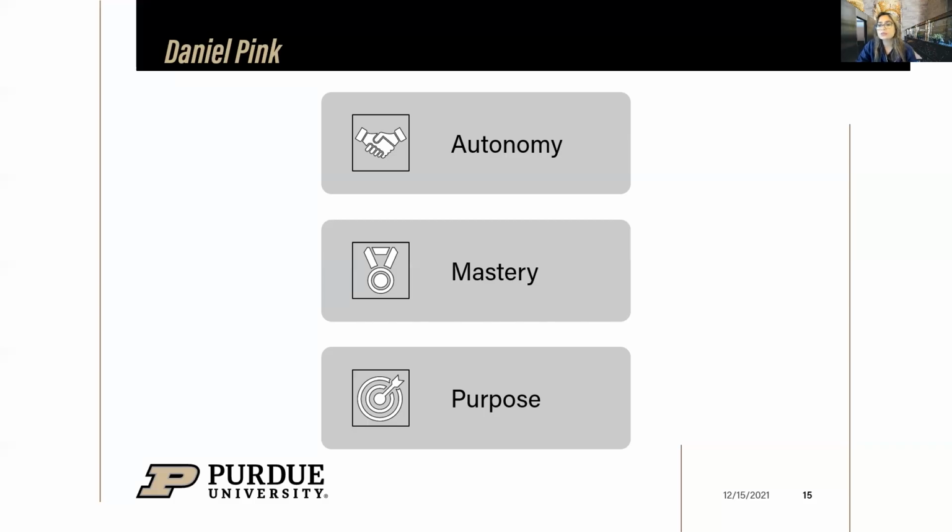Autonomy is the need to direct your own life and work. To be fully motivated, you must be able to control what you do, when you do it, and who you do it with. According to Pink, autonomy motivates us to think creatively without needing to conform to strict workplace rules.